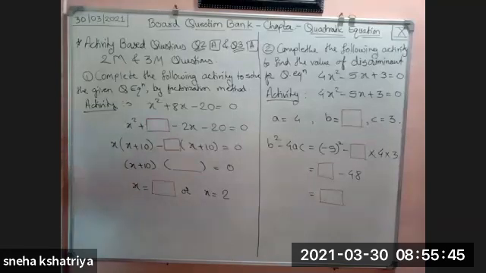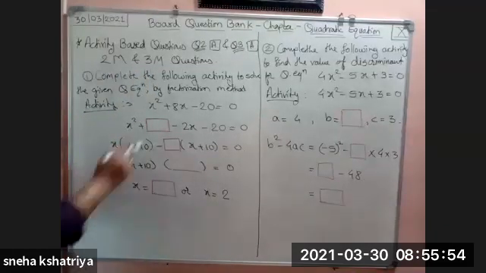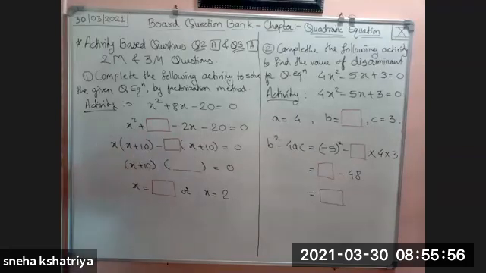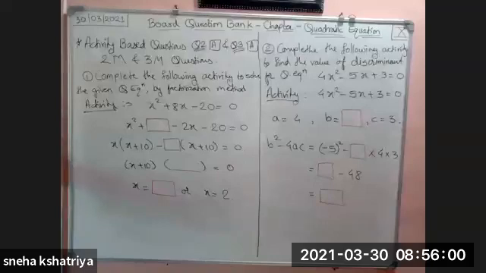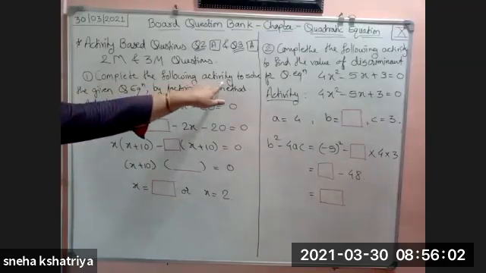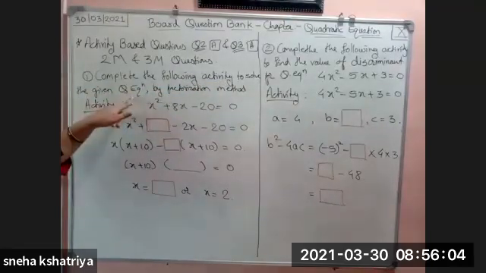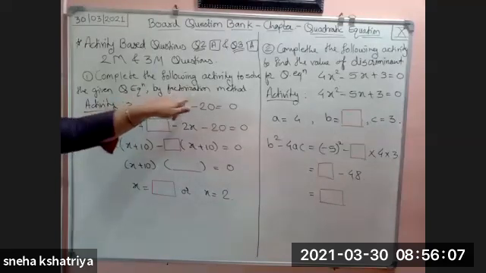So the first thing you have to do is write down the complete question that is given to you like this, and only fill up these boxes. Then how are we going to fill up these boxes? Let's see. The first question is given to you: complete the following activity to solve the given question, quadratic equation by factorization method.